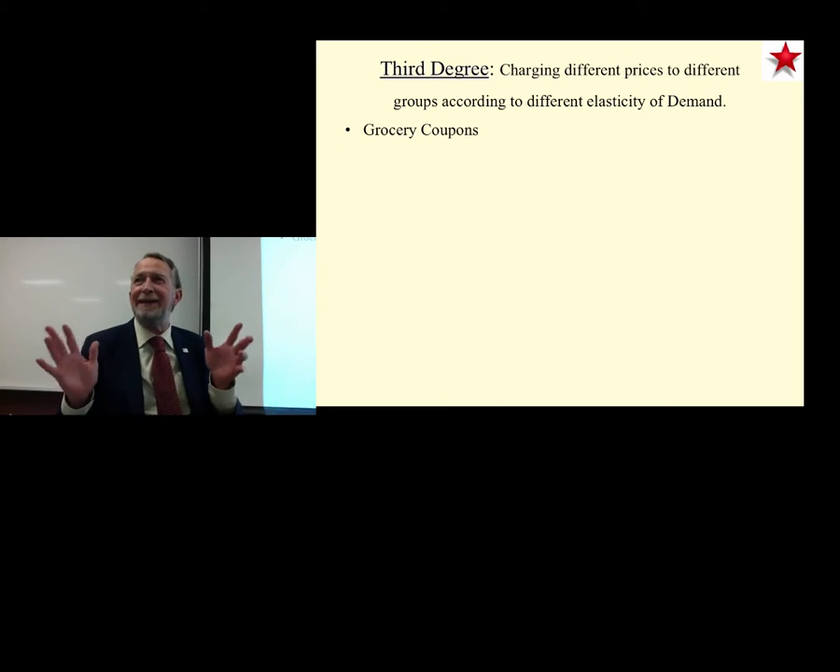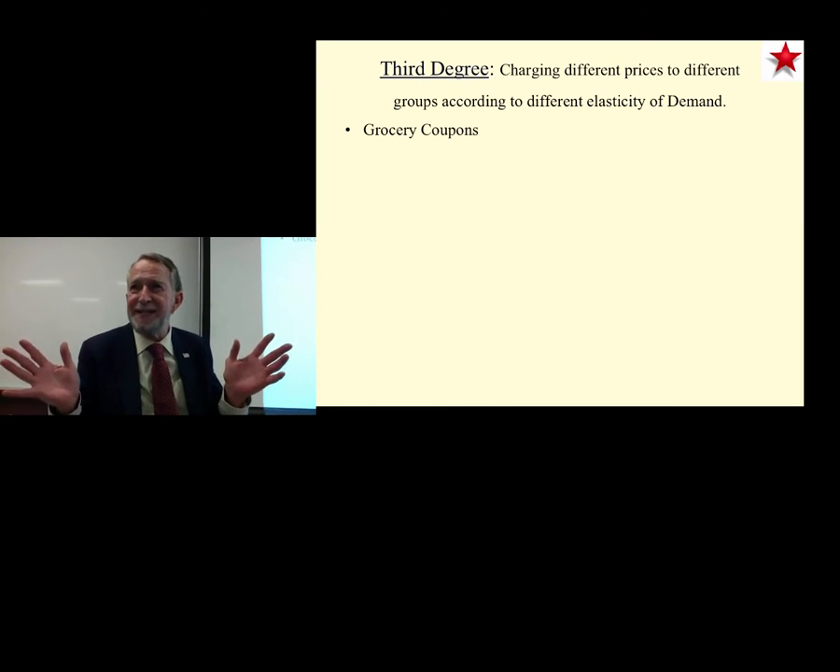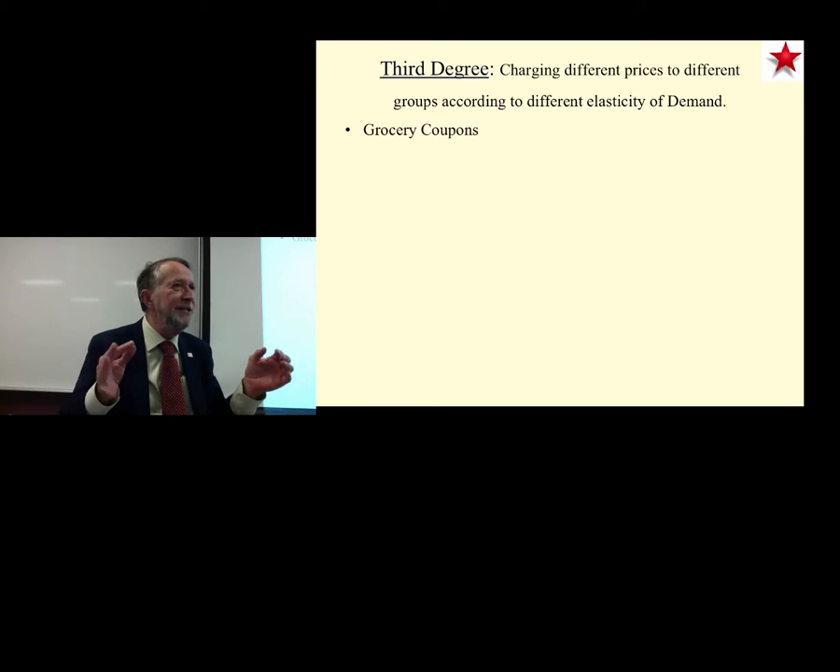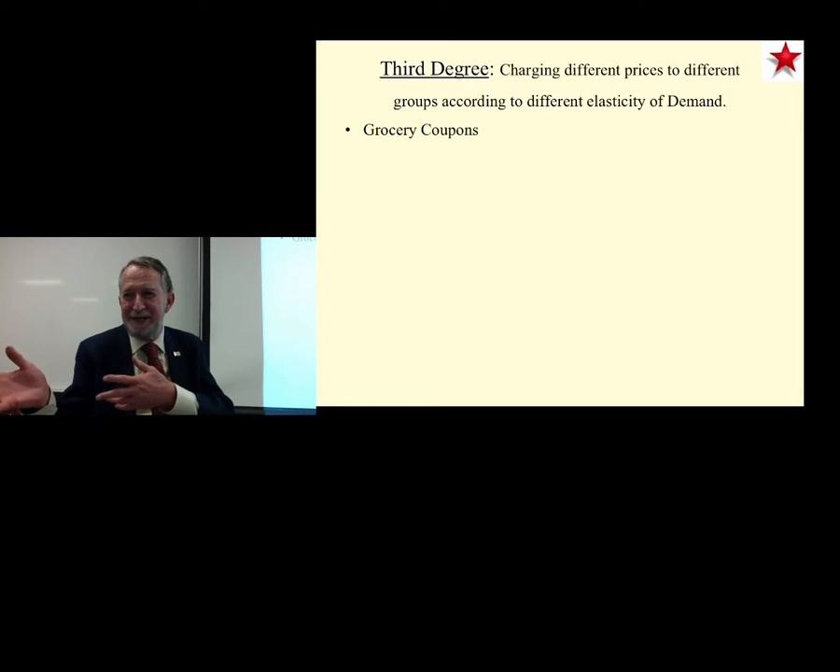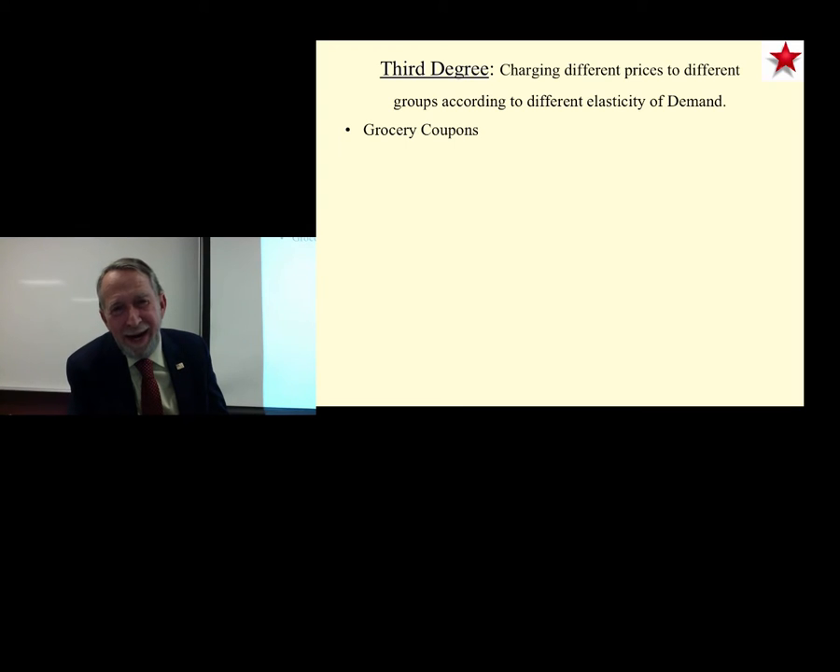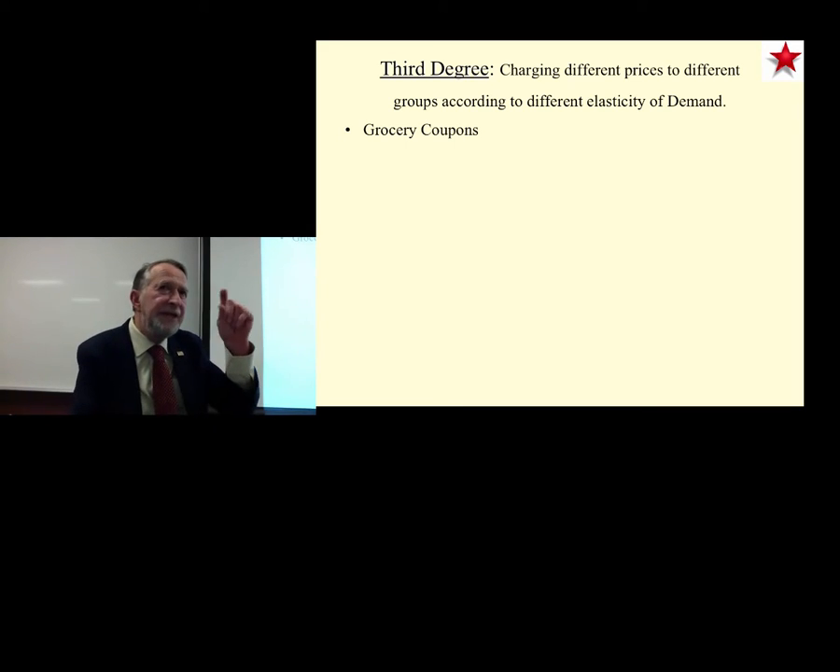I have failed to get the lower price for every one of those reasons. One is I never got the coupons. Two is I got them and forgot to take them to the store. Three is I bought the wrong item. Four is I was talking to another customer. I forgot to give them to the checker in that way. So those are all the steps that are involved in getting the lower price. You have to go through all those particular steps.